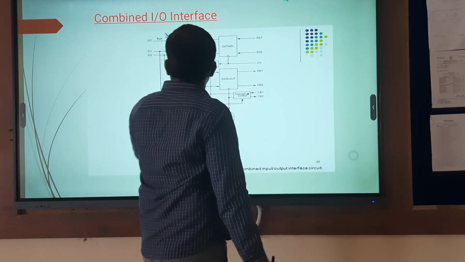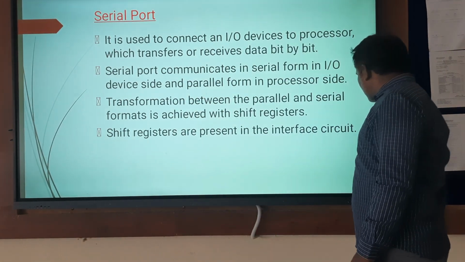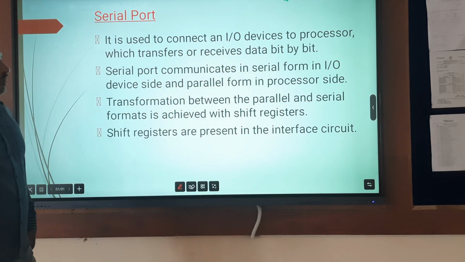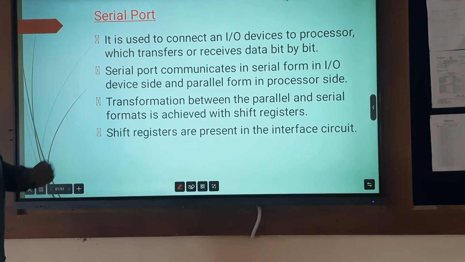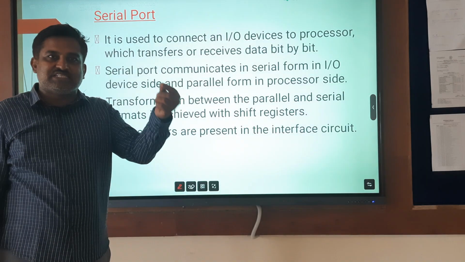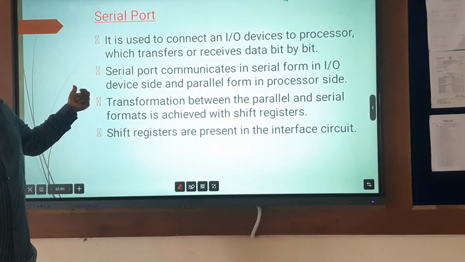In the previous case I discussed the parallel port. These two things are very important: why we are going to transfer the data from the processor to the peripheral devices, or from the peripheral devices to the processor. Coming to the serial port, it is used to connect an input-output device to the processor, which transfers as well as receives the data bit by bit. Why? Because it is a serial port.